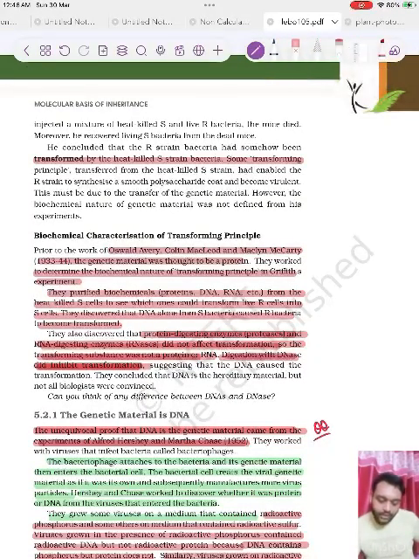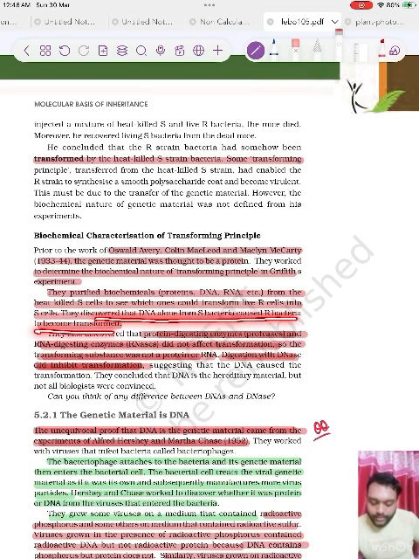So in 1933, 3 scientists, Avery, McLeod and McCarty, improved on Griffith's test. What did they do? They purified biochemicals like protein, DNA and RNA from the heat-killed S cells to see which ones could transform live R cells into S cells.